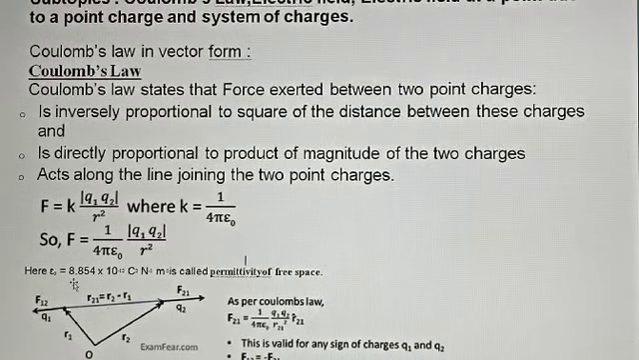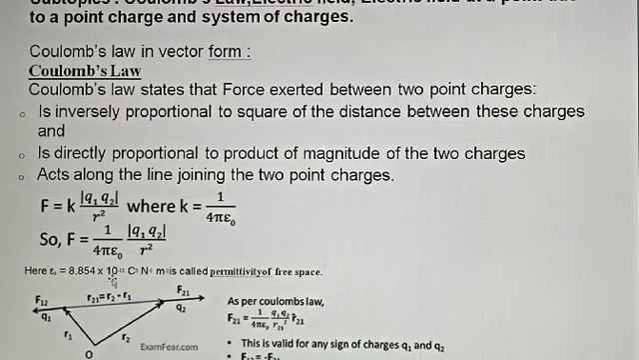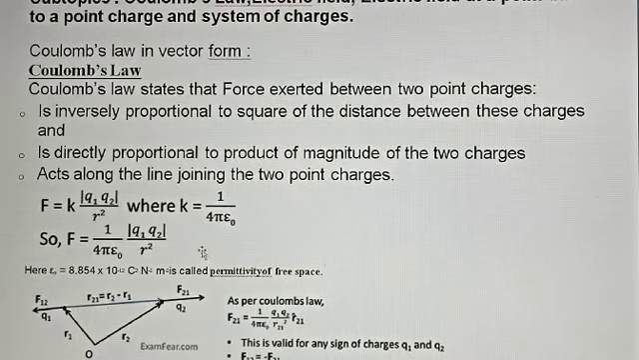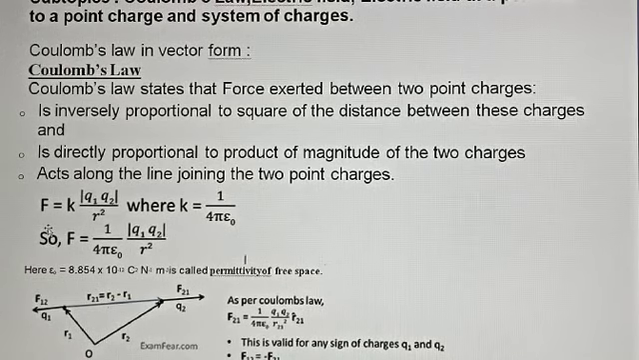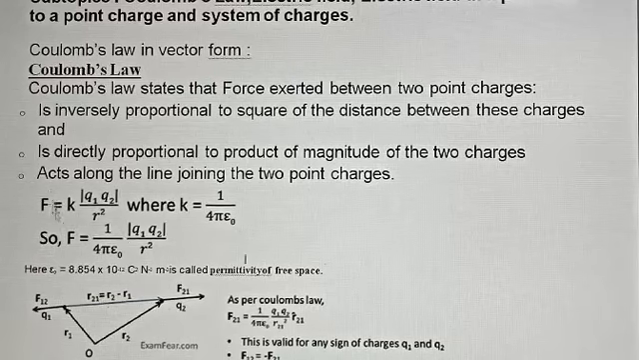You got the value of epsilon naught already, 8.854 into 10 to the power minus 12 SI value. Okay, so you can calculate electrostatic force between two point objects which are at rest by using this formula.